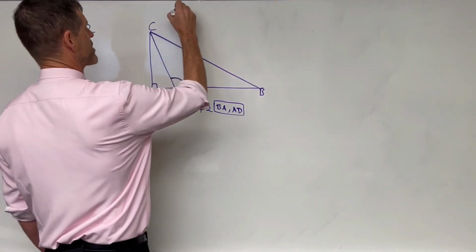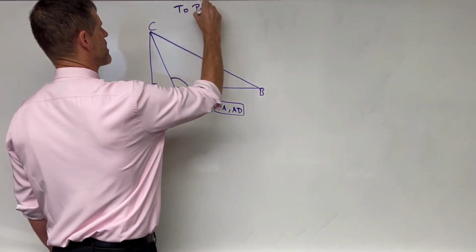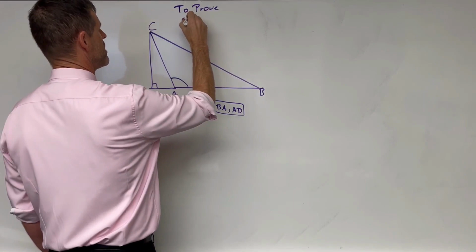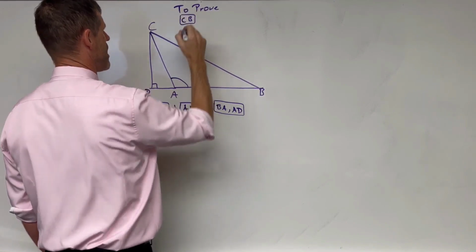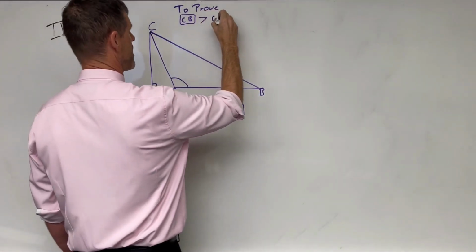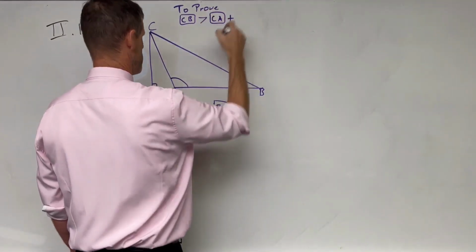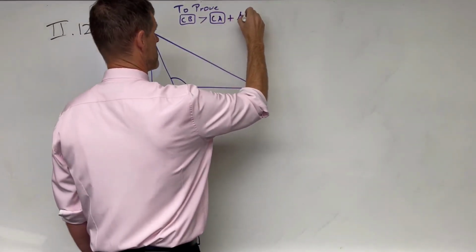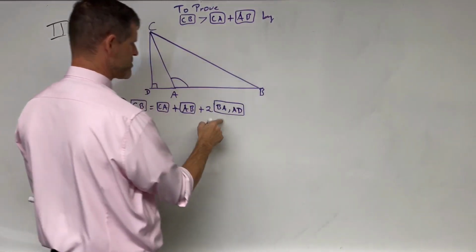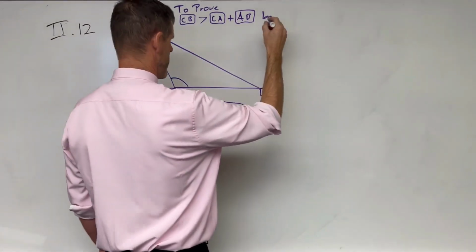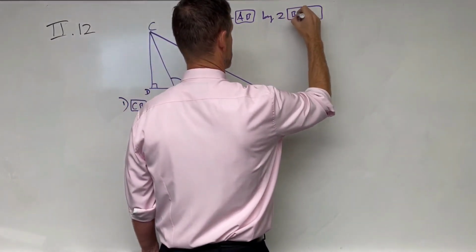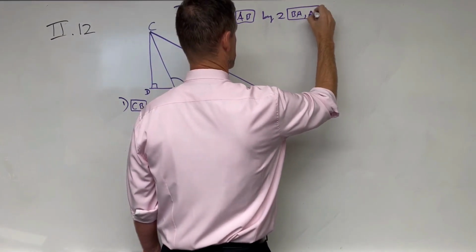So to write up our actual to prove, it's more or less an inequality. We would say that the square on CB is greater than the squares on CA plus AB by this amount, by twice the rectangle BA, AD.